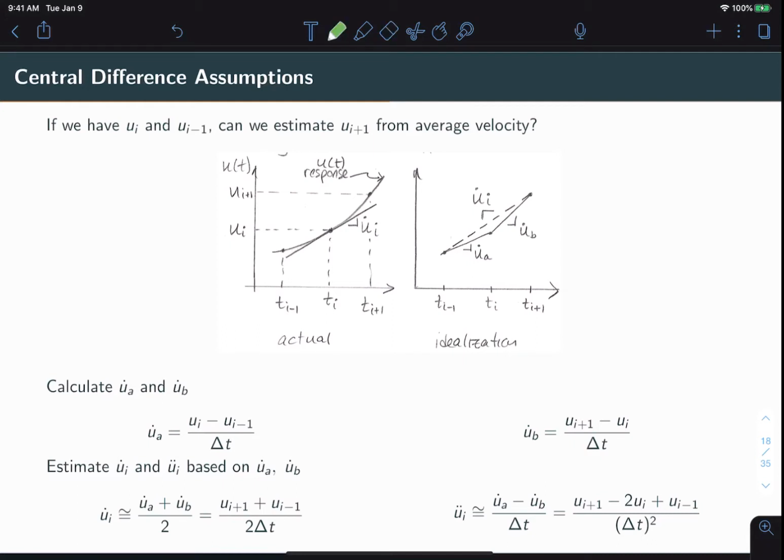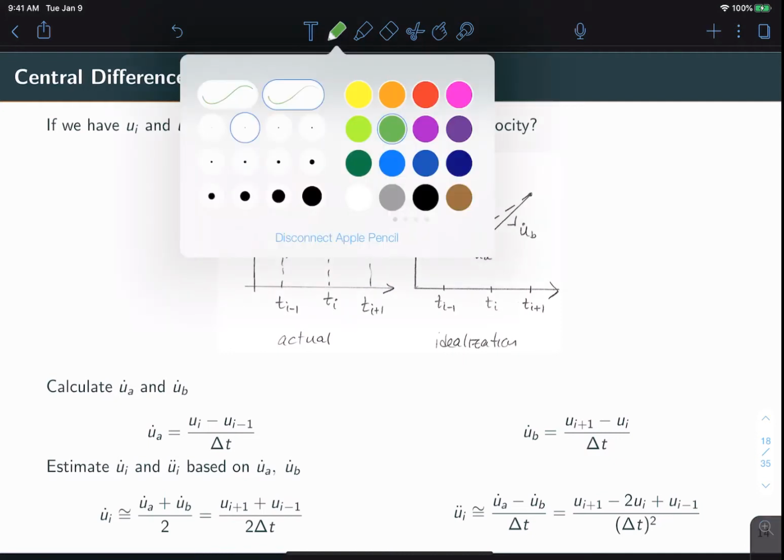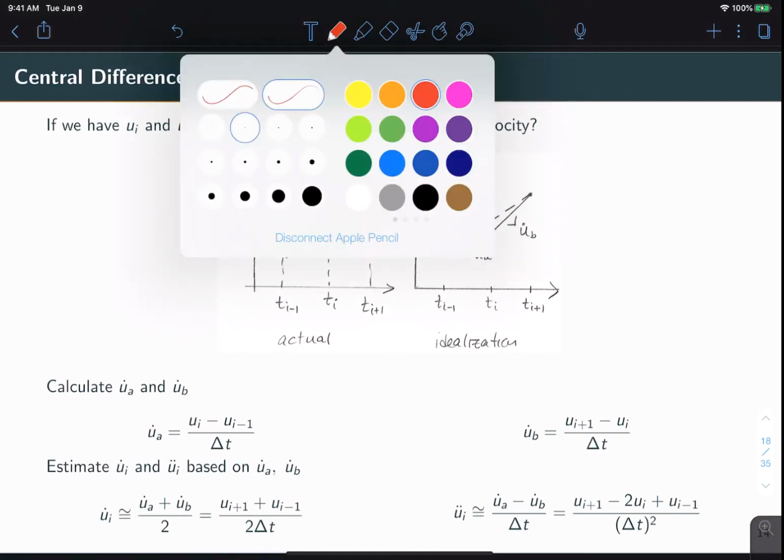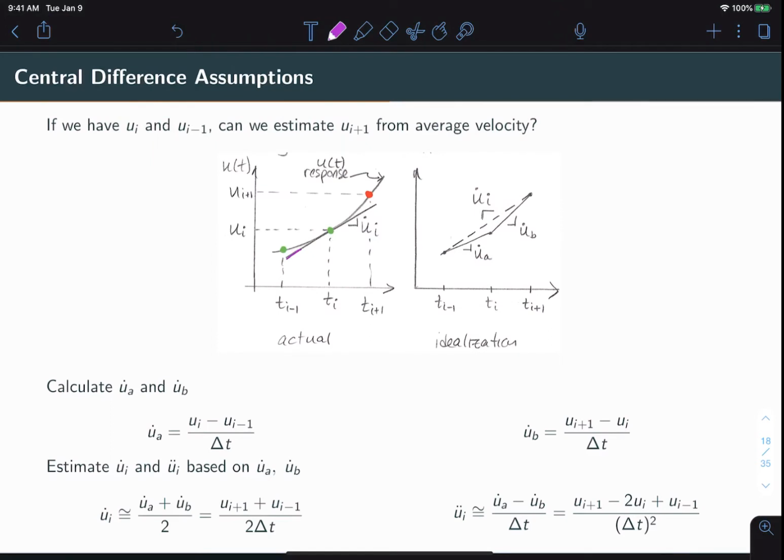So in this case, we know our current u, we know our previous u, and we are trying to find the next u. And the key assumption here is that if somehow we can estimate this central velocity here, we can use it to project from ti minus 1 to ti plus 1. In a discrete sense, what we actually have is what's shown on the right side.